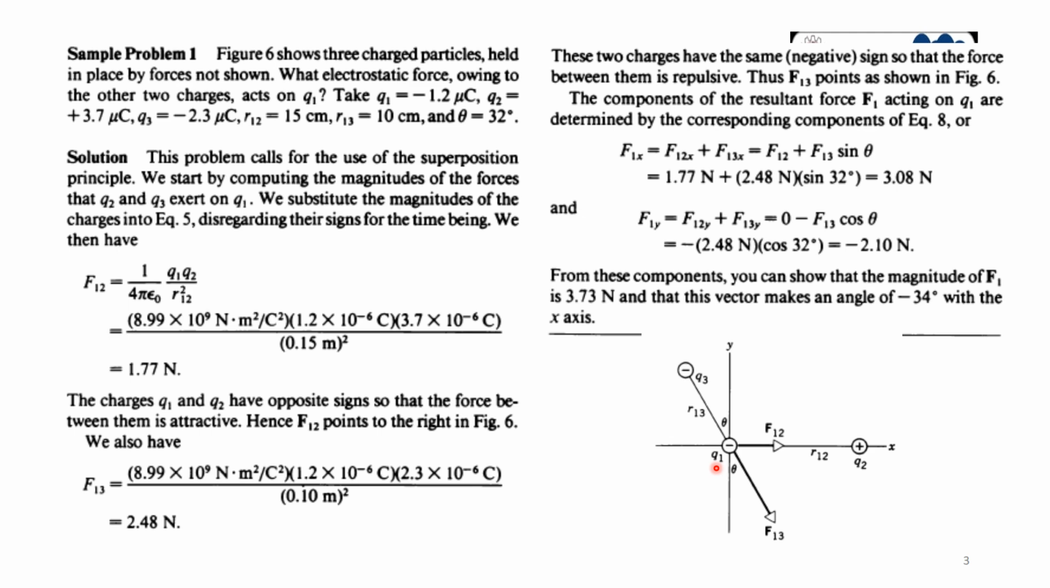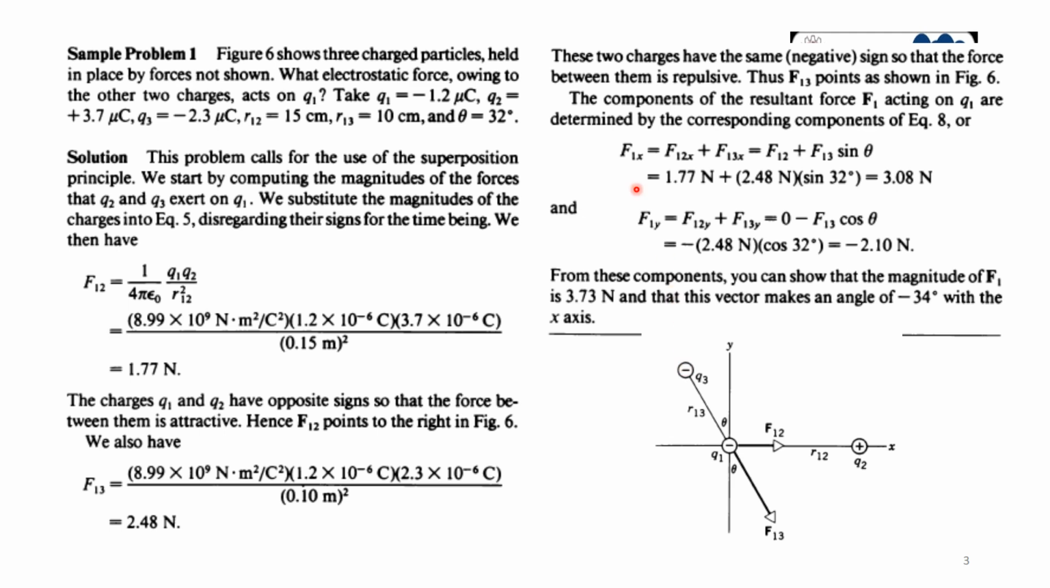Because if Q1 is placed on the origin, Q3 also exerts a force on Q1, and Q2 also exerts a force on Q1. So Q1 is facing two forces, Q2 and Q3. If Q1 faces two forces, what will be the resultant force? So now we will find the resultant force, and to find it we must resolve the x component and y component, because Q3 is placed between the x and y axes.